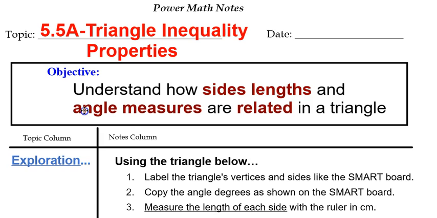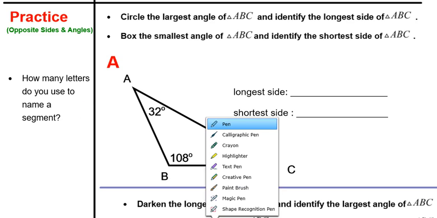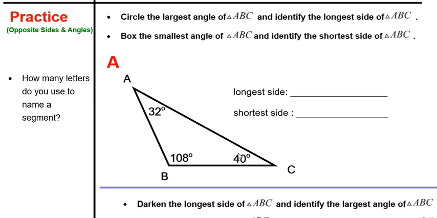Otherwise, I'm going to have you pause right now, and we will jump ahead to the practice problems on page 2. All right, in these practice problems, we are going to be talking about opposite sides and angles. What I want you to do for these problems is to circle the largest angle of triangle ABC and identify the longest side.